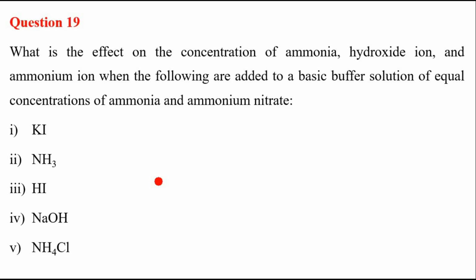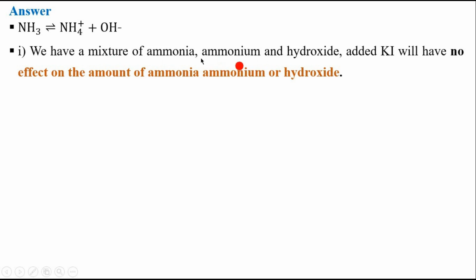Then let's go to question 1.9. Question 1.9 is asking what's the effect on the concentration of ammonia, hydroxide ion, and ammonium when the following are added to the basic buffer. It's the same question as the previous one, except that here we have a basic buffer of ammonia and ammonium nitrate. Let's go quickly. When you add KI, there is no hydroxide or proton, so we have no effect on the amount of ammonia, ammonium or hydroxide, because both potassium and iodide are spectator ions, they don't react.